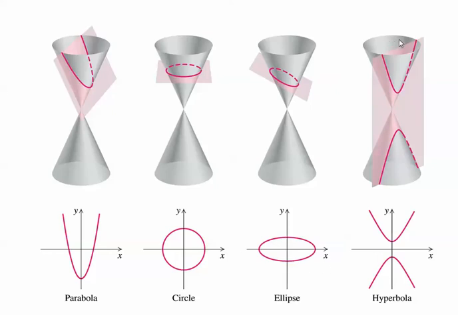And if you take a plane and you go through one side of both cones, you get what we call a hyperbola. So parabola, circle, ellipse, and hyperbola are our four conic sections. Today we are just concentrating on the parabola and the circle, and for this class these are the only ones we will do.